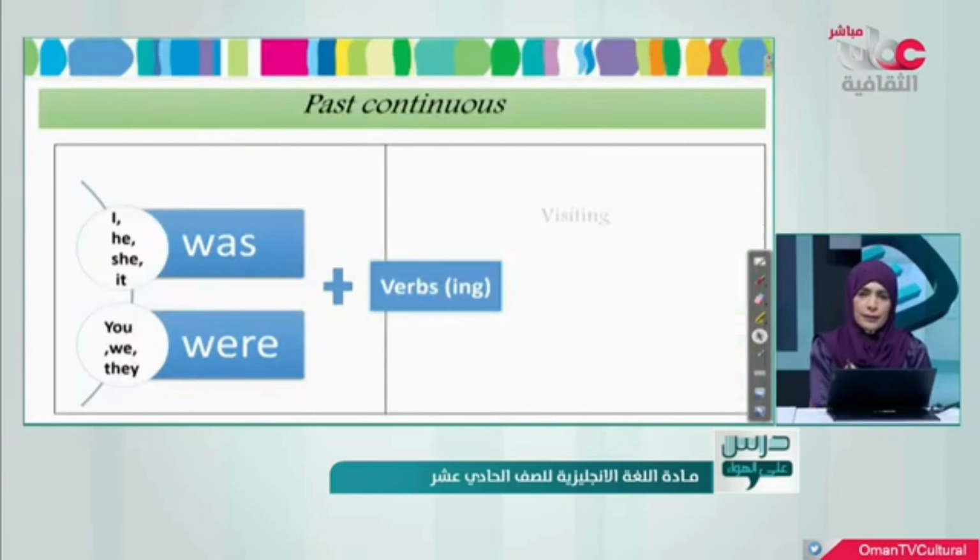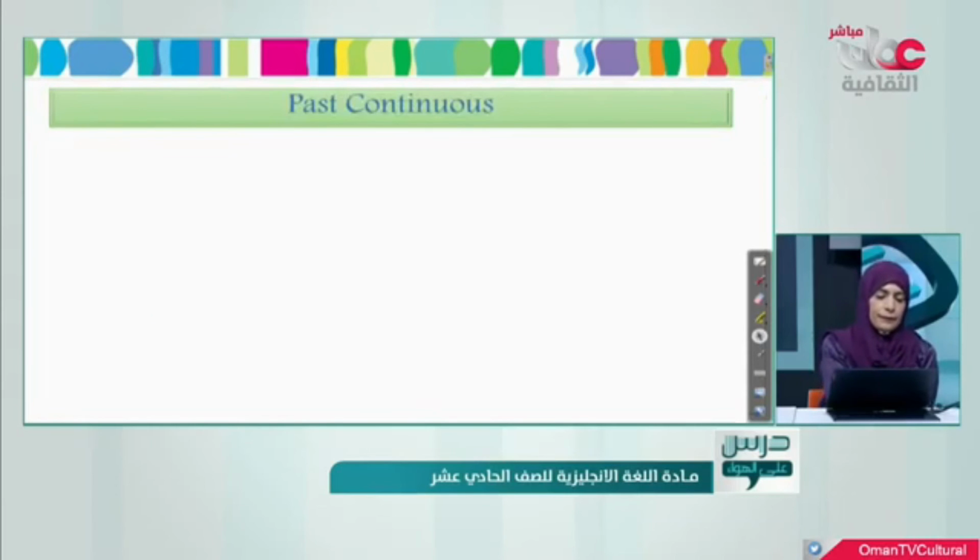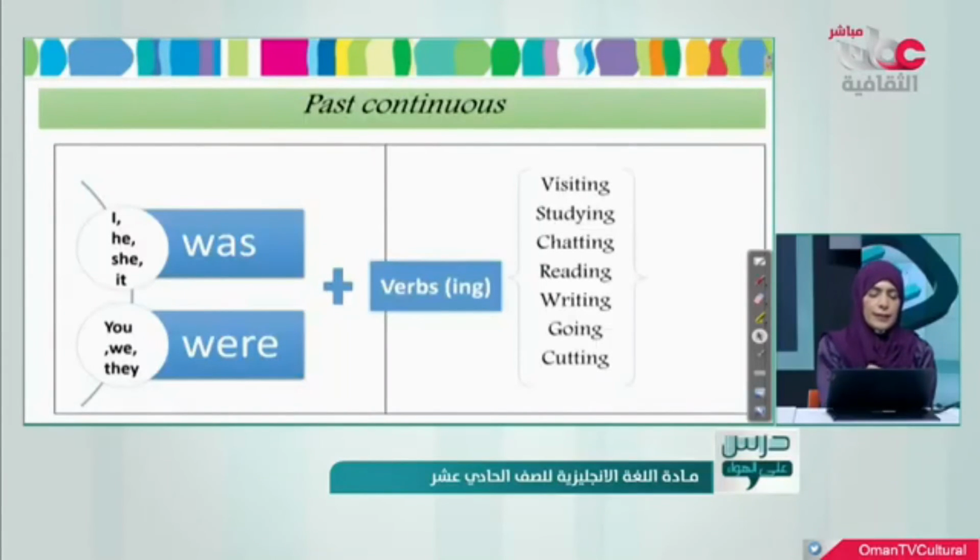What about the past continuous? Here we have the verb or the form. As we said before, the past continuous might have two shapes: was and were, plus the verb, plus the ing.